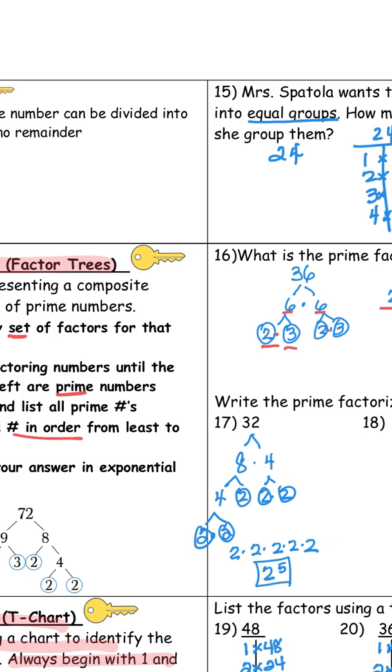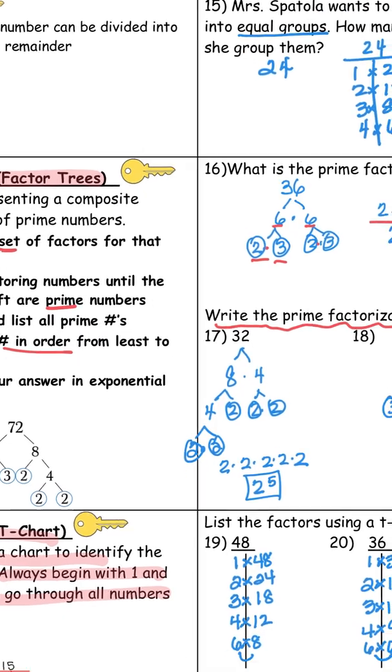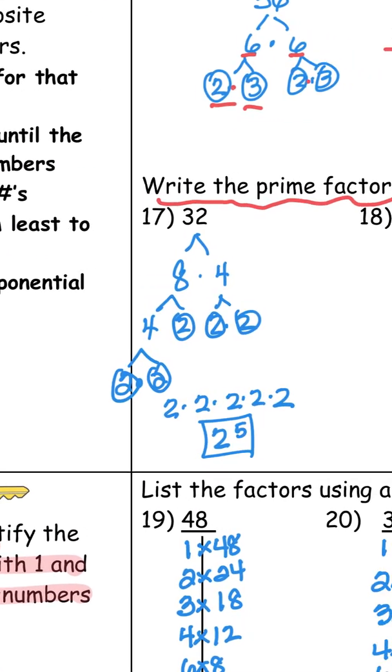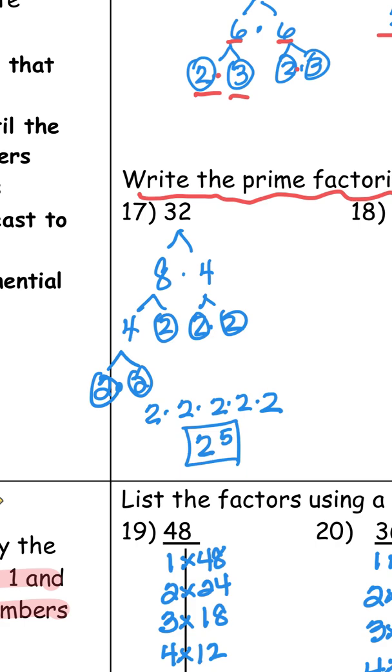Let's continue. Again, a couple more practice problems. Write the prime factorization. We have 32, that is listed here. So 32 is 2 to the 5th power. And number 18 is the prime factorization of 48. When you go ahead and break it down, your final answer is 2 to the 4th times 3.